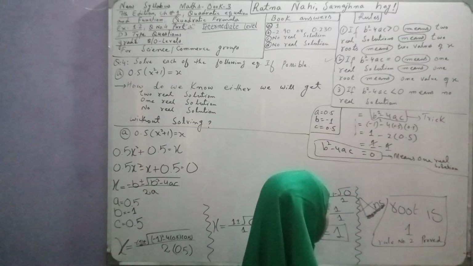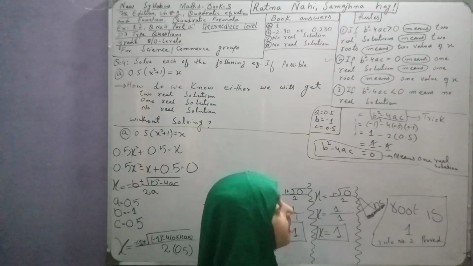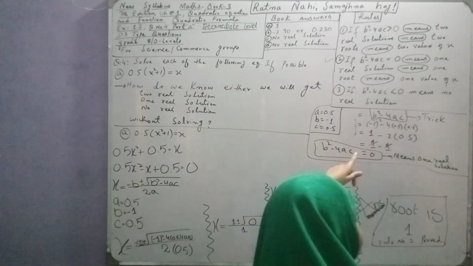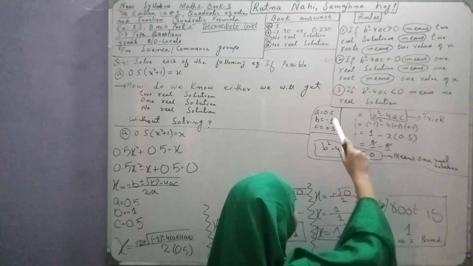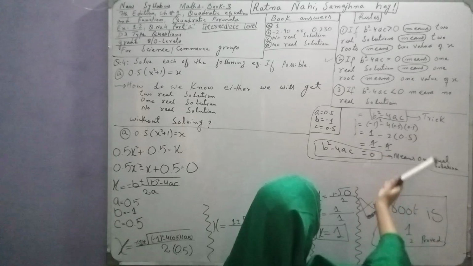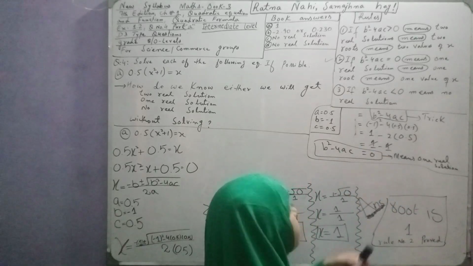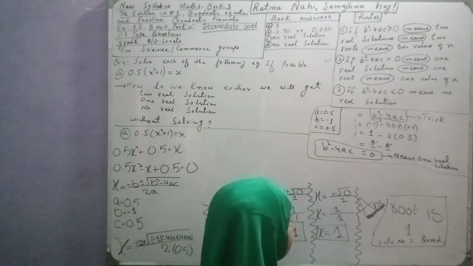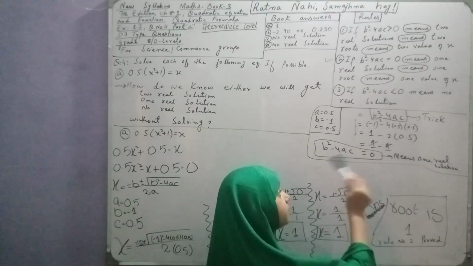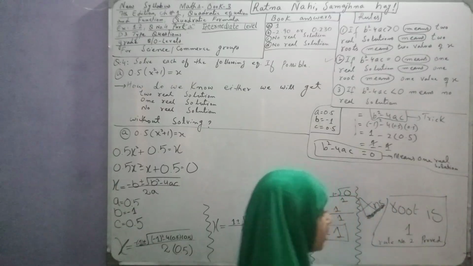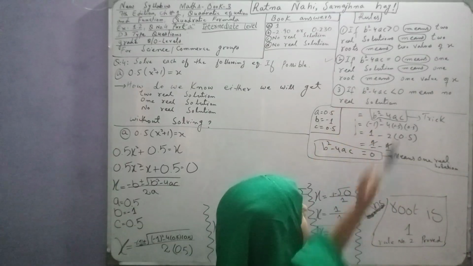So first of all, you know the quadratic formula, and this is the part of the quadratic formula. We will find the A, B, C values. A value 0.5, B value -1, C value 0.5. We will put the values and solve. So the answer will come: B square minus 4AC is equal to 0, which means 1 real solution. Now we'll come to the rules.